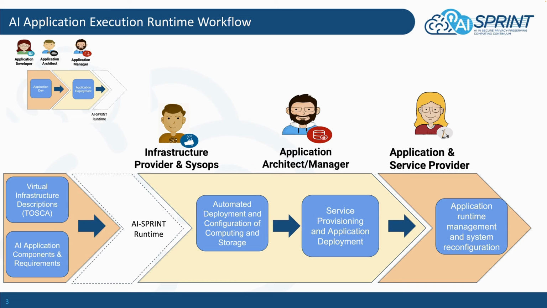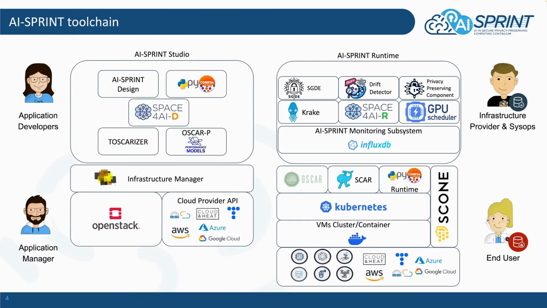First, we have the automated deployment and configuration of computing and storage. And then on top of this provision infrastructure, then we have the service provisioning and application deployment. Finally, we have the application runtime management and system reconfiguration, which takes care of managing the execution of the application at runtime. Now let's take a look at the main components involved in the AI-SPRINT runtime environment.